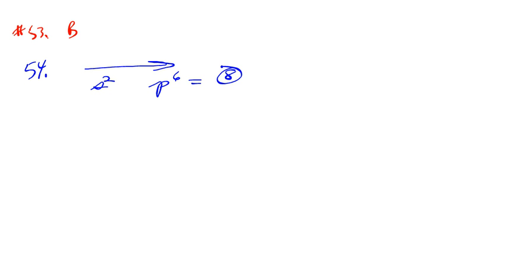Number 55. If the spin of one electron is clockwise, then the other is counterclockwise. They go opposite one another, and that is C.